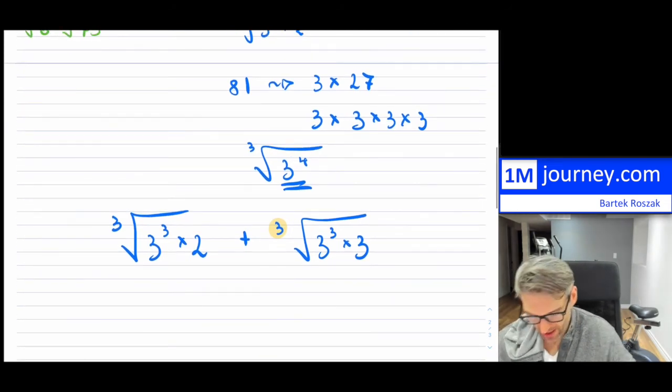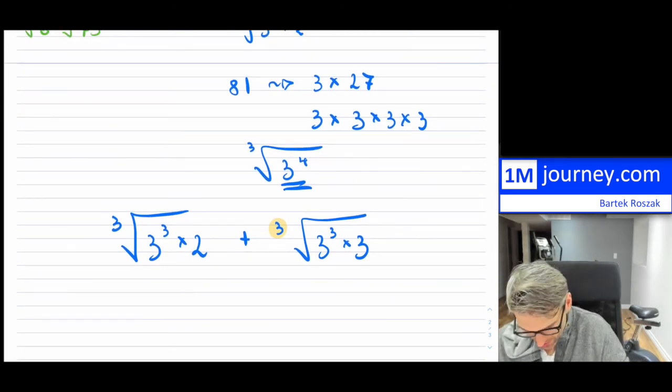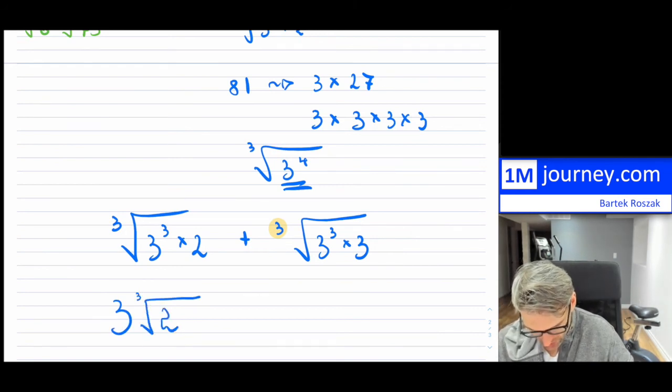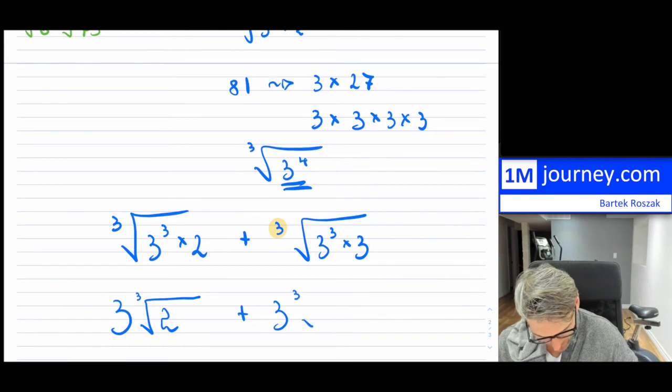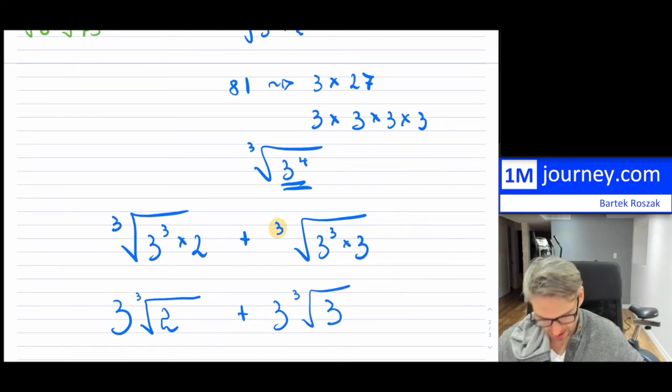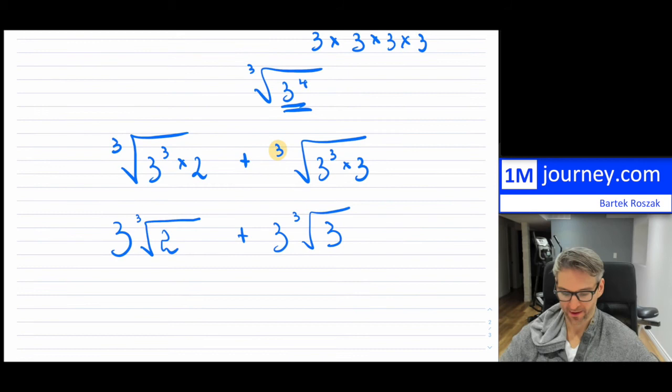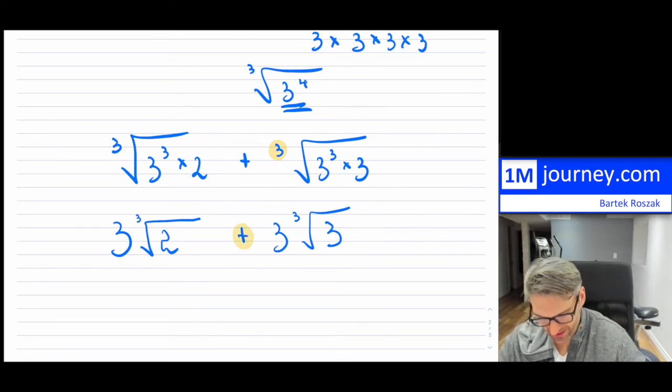So simplifying this, the 3 goes in front, cubed root, this is just 2 remains, plus, now in this case, the 3 goes in front again, cubed root, and then the 3 is underneath. And now I have simplified this. Now the question is, can I add this?